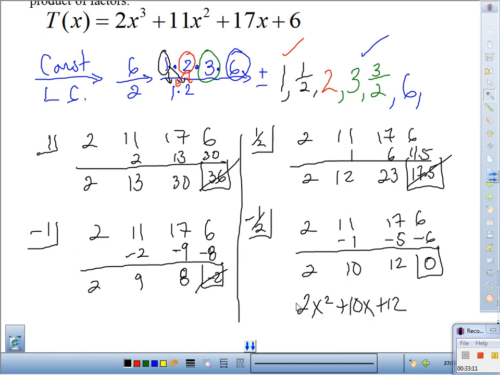Plus 12 times x plus 1/2. And I'll stop right there. And at the end, we know how to factor this, yes?